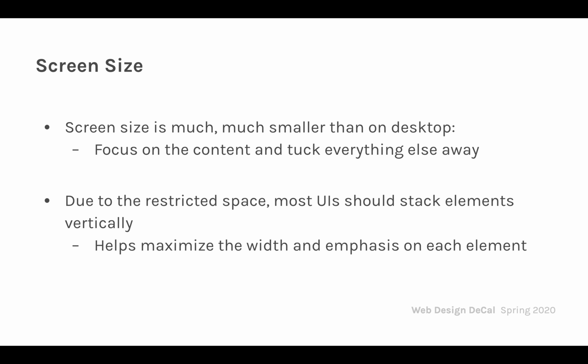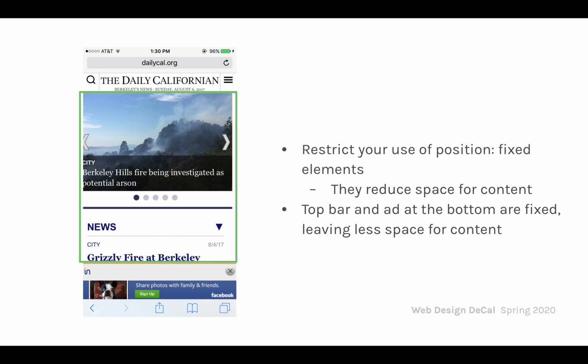So again, screen size, much smaller. What does that mean as a designer? It probably means that you want to focus on the most important content and tuck everything else away into something that can be easily accessed, but shouldn't take up extra space on the page. And due to the restricted space, most UIs should stack elements vertically, which helps maximize the width and emphasis on each element. For example, if we look at the dailycal.org mobile website, this image right here takes up the entire width of the screen.